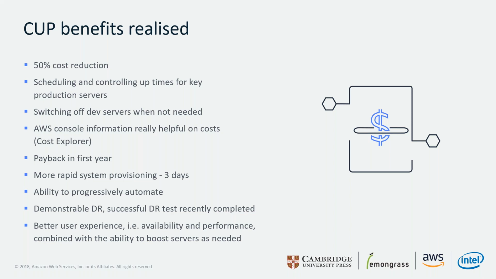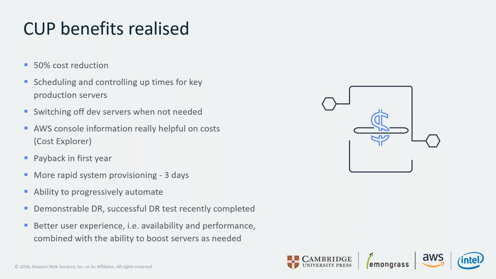Switching off dev servers when not needed. AWS obviously gives you a great facility to fire up instances whenever you want. We're not a true DevOps operation, but as I'm sure you all know, developers are great at switching on servers. They're not necessarily brilliant at switching them off. So we make sure that we schedule and switch off dev servers when they're not needed. The AWS console information does help you look at the costs and where you're going, and the cost explorer piece is really, really useful, highlighting where, okay, would reserved instances be useful and things like that.